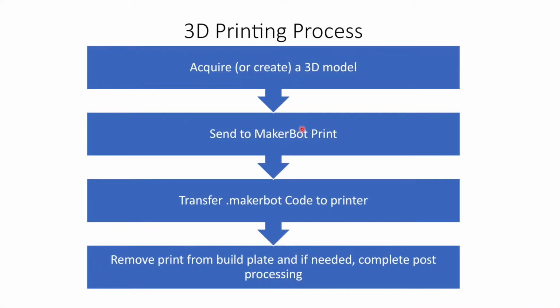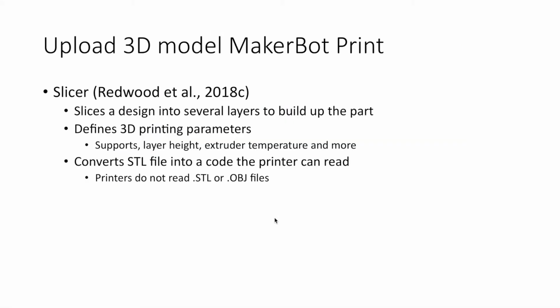We are on the second stage now. We're gonna send this item that we downloaded to MakerBot Print. MakerBot Print is a slicer, and a slicer slices a design into layers, and those layers will be used to build up the part that we're printing. A slicer allows you to define the 3D printing parameters, such as supports, which we will talk about, layer height, extruder temperature, and more. And the slicer converts the STL file into a code that the printer can read.